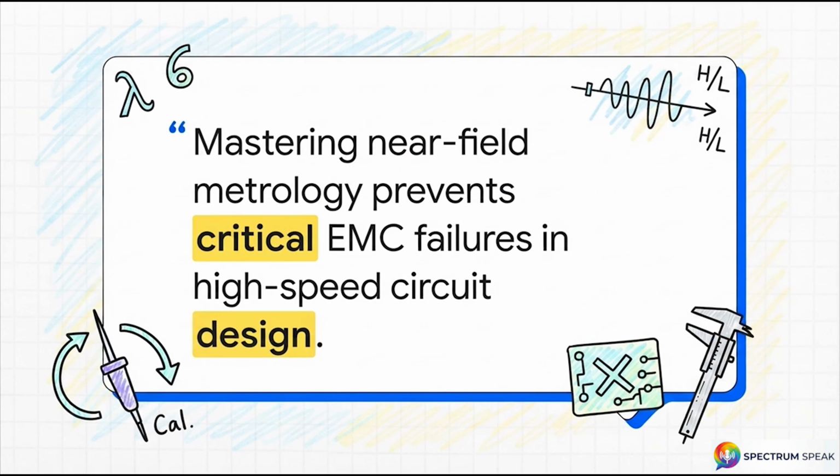Ultimately, this whole explainer isn't just about abstract physics or chasing academic precision. It is completely about practical survival in modern electronics. Mastering near-field metrology genuinely prevents critical EMC failures in high-speed circuit design. When you understand that lambda over 6 boundary, when you can dynamically track whether the wave impedance is high or low, and when you rigorously calibrate your non-contact probes, you totally transform EMI troubleshooting from this dark art of black magic into an exact, highly predictable science. You stop guessing, and you start measuring the true physical realities of your board.